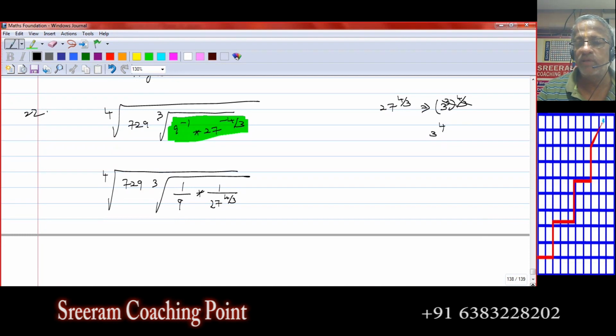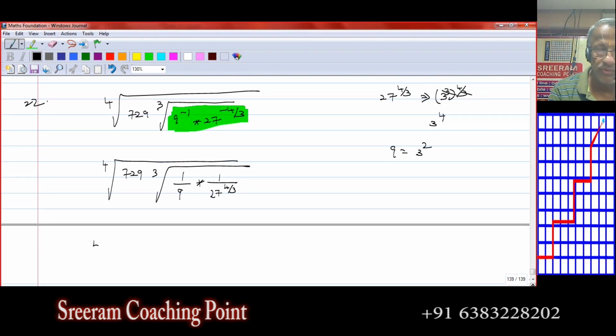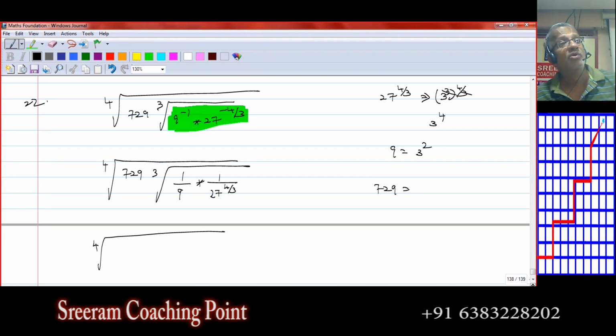27 to the power 4 by 3 is equal to 3 to the power 4. And 9 can be taken up as 3 to the power 2. So the 4th root of this 729 also can be worked out. Remember, the other day we have noted down 2 to the power 1 to 10, and 3 to the power 1 to 10. Where is this 729 appearing? Shreya, only on your request we have just done that.